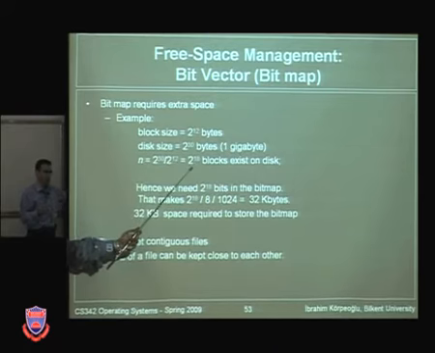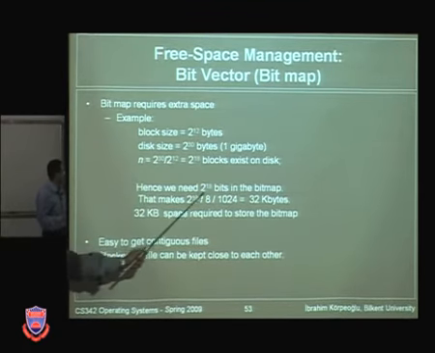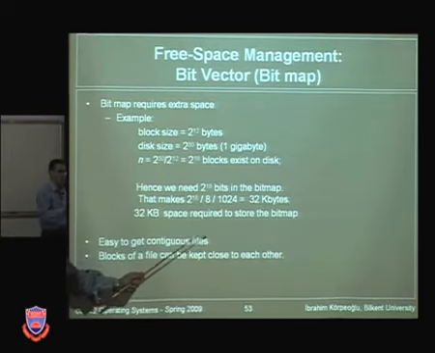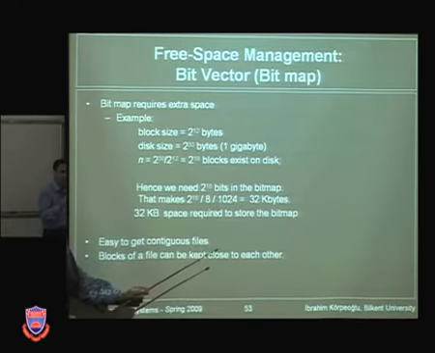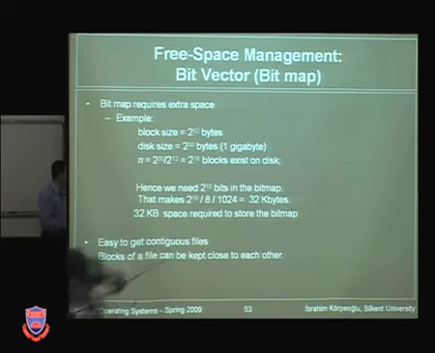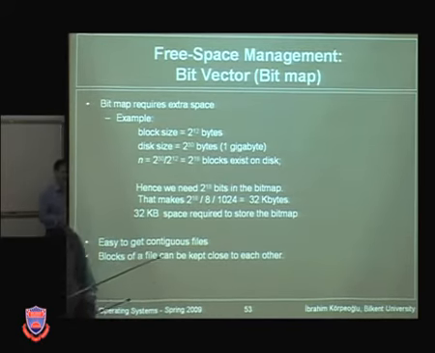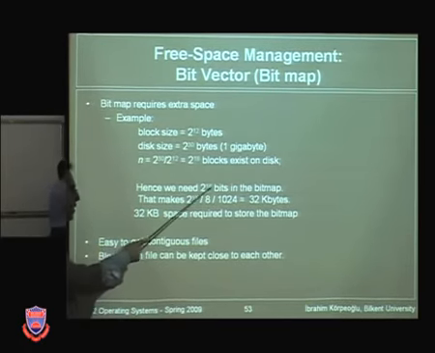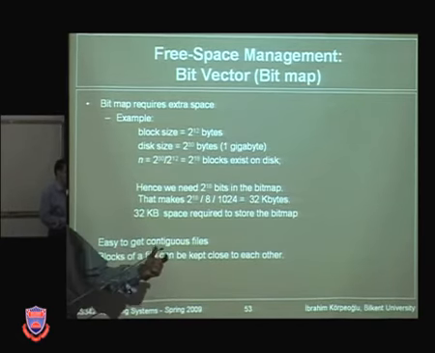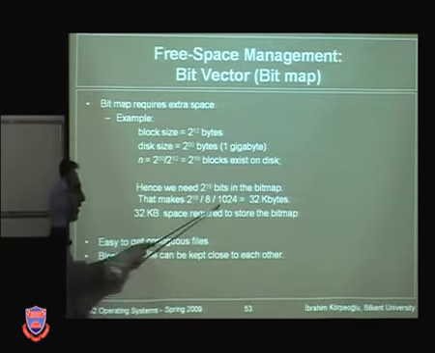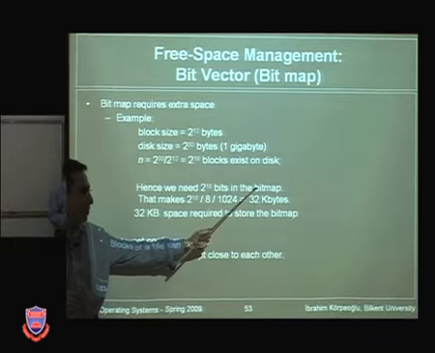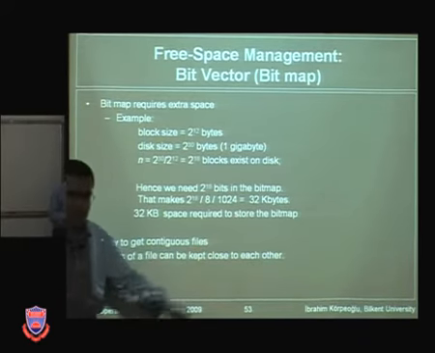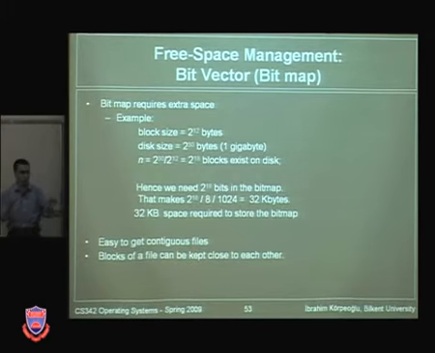2 to the power 18 bits required, right? So we need that many bits in the bitmap. If I ask you what is the storage need for those many bits in terms of kilobytes, that many bits make 2 to the power 18 over 8 bytes, okay? Each byte is 8 bits, right? 2 to the power 18 over 8 will give you the storage requirement in bytes, and if you divide it by 1024, then you can find out the storage requirement to store that bitmap in kilobytes. So the result is 32 kilobytes. So you need 32 kilobytes of disk space to store that bitmap, okay?